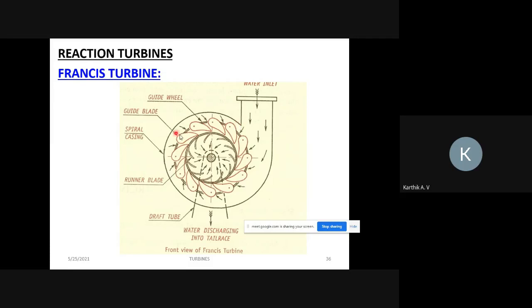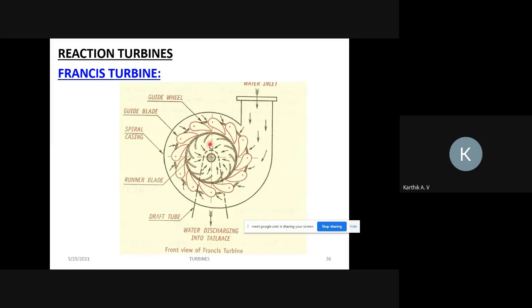Then the increased pressure moves to the blades through these guide blades. You can adjust the guide blades to control the flow; they act as flow control of water. Then the water moves to the blades and hits them. In the Francis turbine, water moves in the radial direction and hits the blade, so water impinges in the radial direction. Then it leaves in the axial direction.